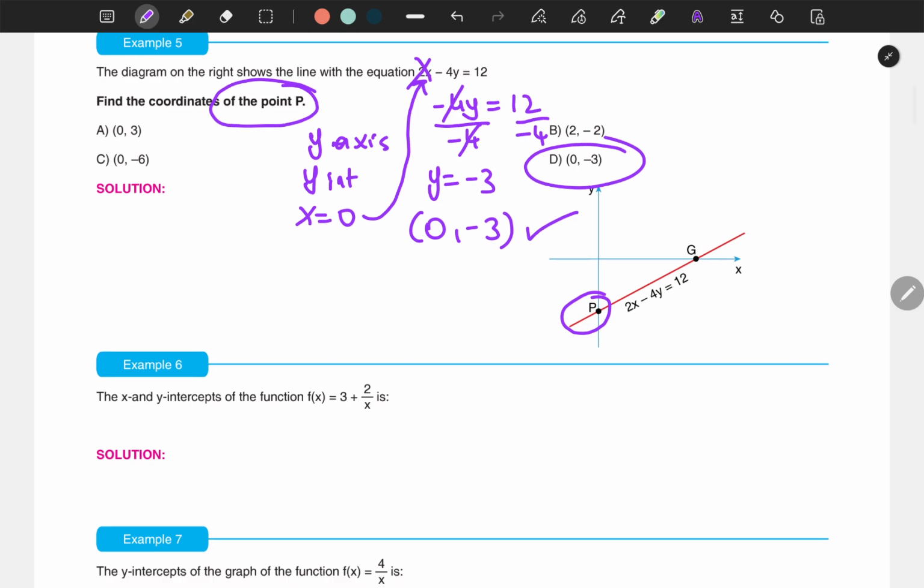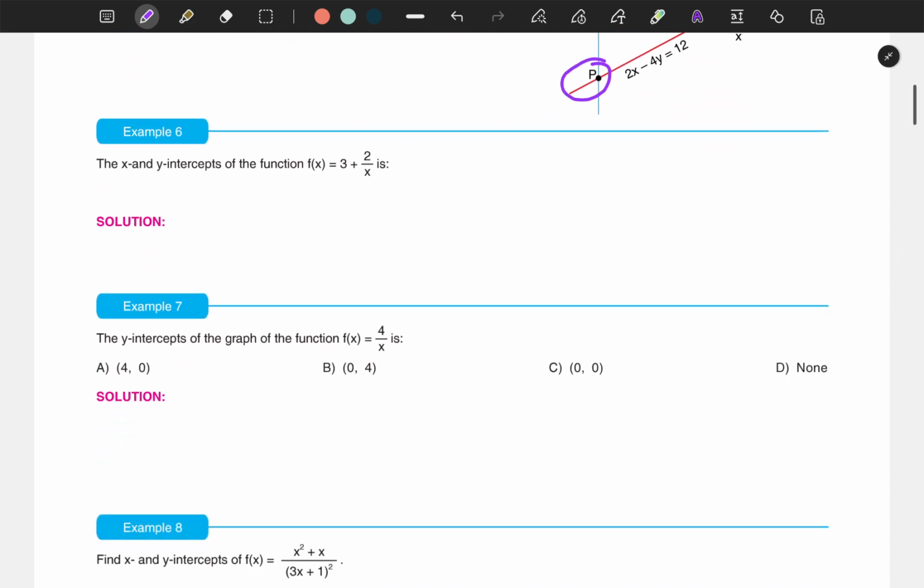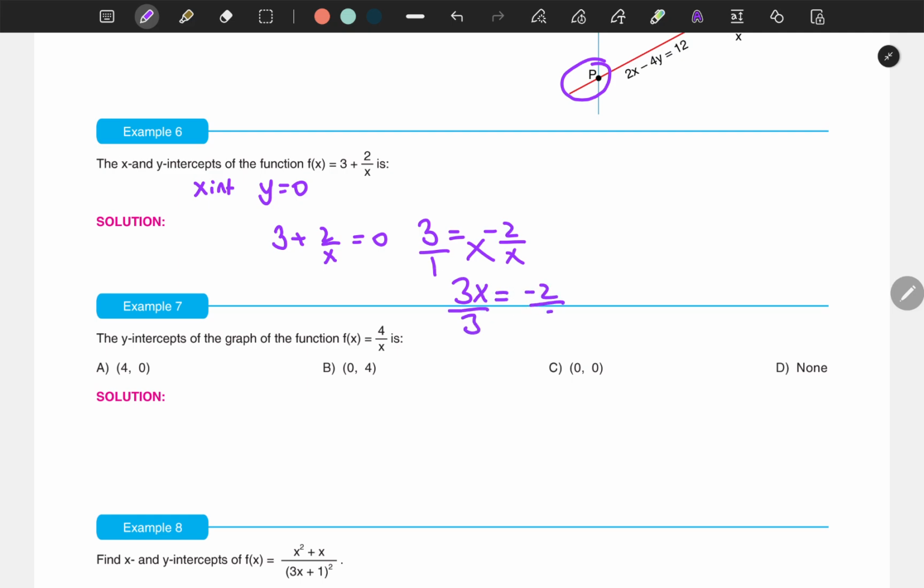Okay, let's keep going. Find the x and y intercept. Okay, for the x-intercept, again I will repeat it. y is equal to 0. 3 plus 2 over x is equal to 0. Move to the other side. 3 is equal to negative 2 over x. Can I do cross product? 3 times x, 3x. Negative 2 times 1, negative 2. Divide both sides by 3. So x equals what? Negative 2 over 3. Which means negative 2 over 3 and 0. This is what, guys? The x-intercept.